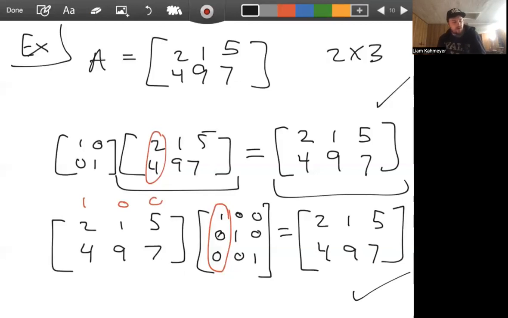Now, I think what I want to do here is break the video here. And then what we'll do is look at the inverse of a matrix. In the next video, we will be primarily concerned with finding out what the inverse of a matrix is and how to calculate it.